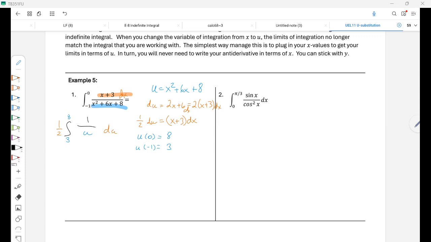Antiderivative for 1 over u is ln u. So we end up with 1/2 ln absolute value of u from 3 to 8, which is 1/2 ln 8 minus 1/2 ln 3, which if you remember your log rules, I can write as 1 log.